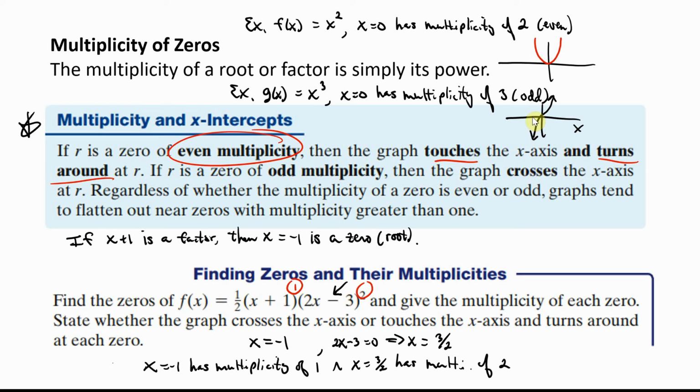So here, that's what they're saying. If r is a 0 of odd multiplicity, then the graph crosses. Well, that's what this graph did for x to the third. It crossed at that x-intercept. Right? Does not turn around. So in my head, I always have the graph for x squared or the graph for x to the third. It kind of keeps me balanced.